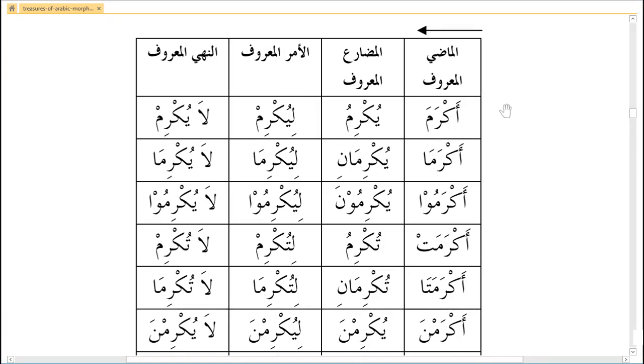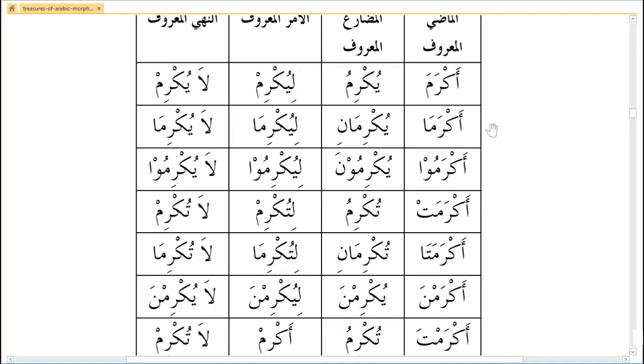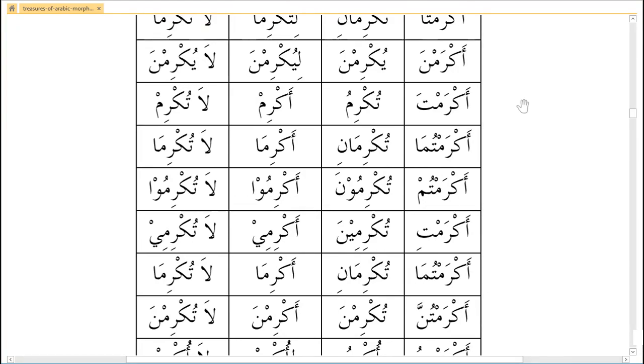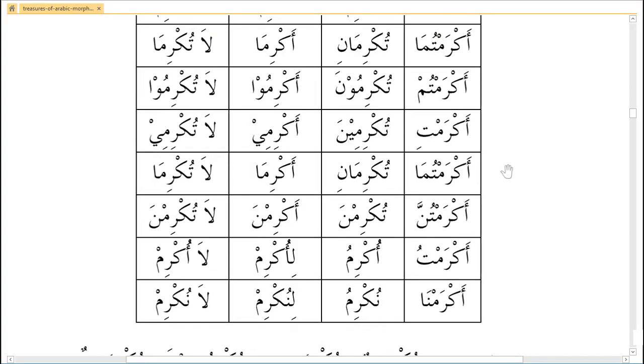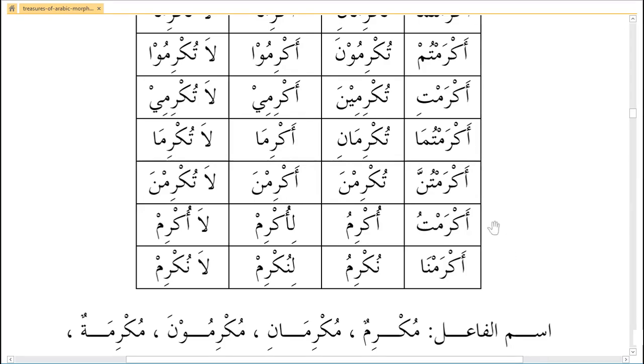So the Sarfi Kabir is Akrama, Akramu, Akramat, Akramata, Akramna. This is all ghaib. The first three are mudhakkar, and the second three are mu'annath. Akramta, akramtuma, akramtum, akramti, akramtuma, akramtunna. This is all mukhatab. The first three are mudhakkar, and the next three are mu'annath. And the mutakallim: akramtu, akramna. Akramtu is wahid mutakallim, the person speaking. Akramna is the jama mutakallim, a person speaking, that we all did.